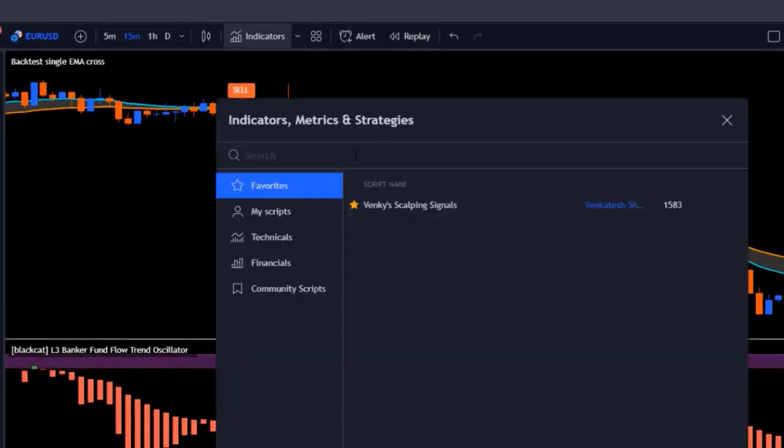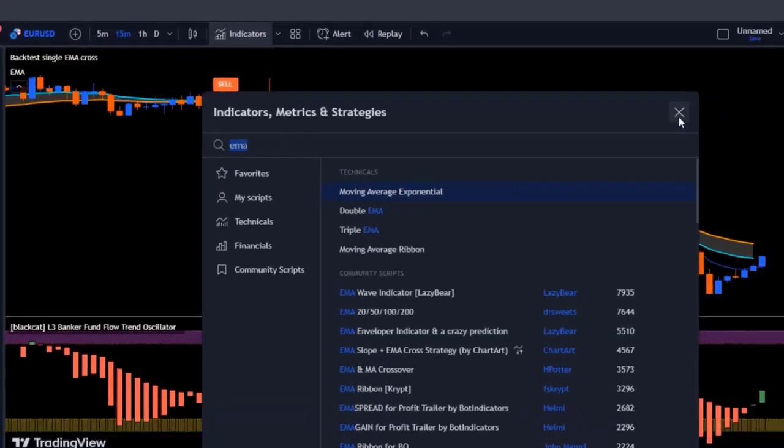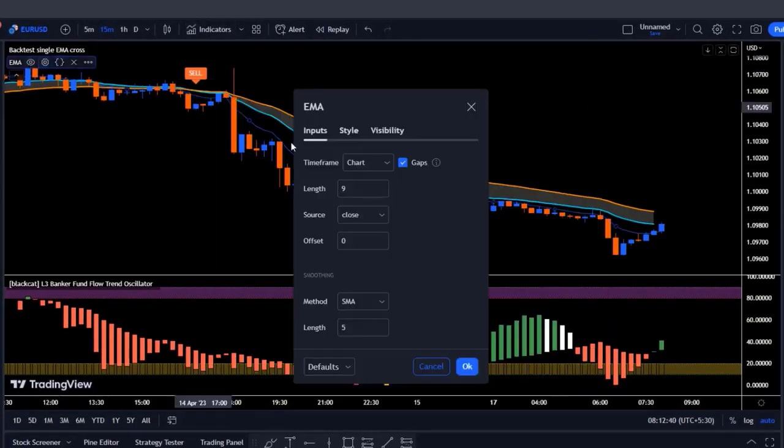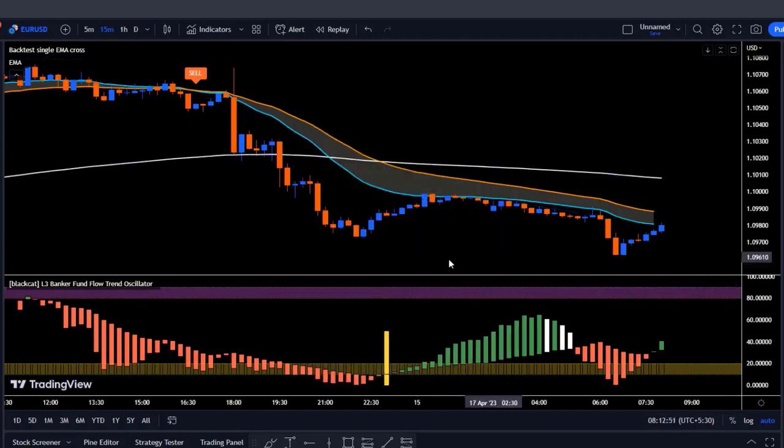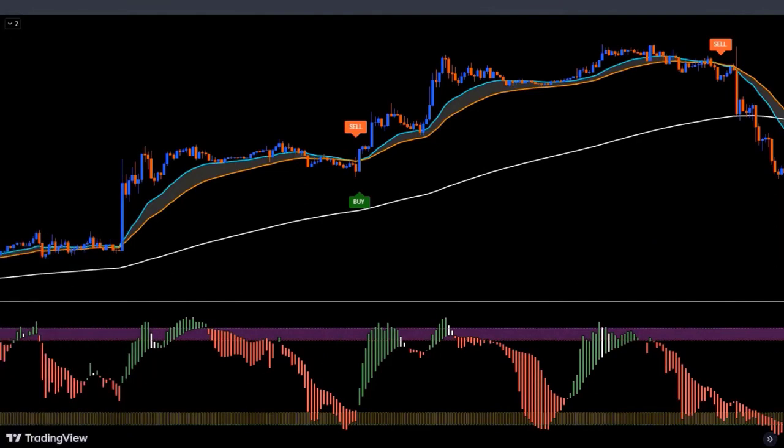Now we will add a 200 period moving average to the chart, and we'll use that to filter out fake signals. I don't need to tell you much about this. You can understand just by seeing. We will not execute the sell trade if the price is above the 200 moving average. If the price action is below the 200 moving average, then we will not execute the buy trade. So you can see how great our setup filters out the fake signals. So the strategy is super accurate.